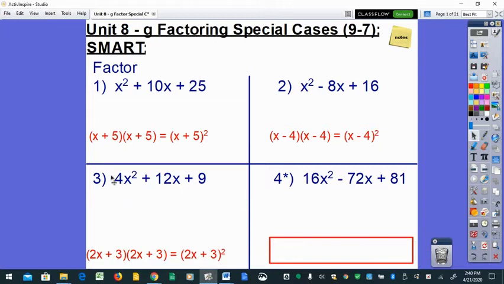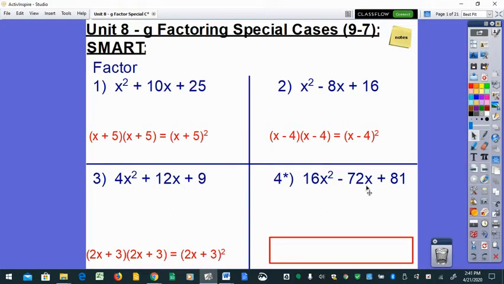I didn't look at the combination of 4 and 1 on the front. I didn't look at the combination of 9 and 1 on the back, because I recognize this to be the setup for the identical twins, the perfect square trinomial. Two perfect squares in a trinomial. Now look at this one.